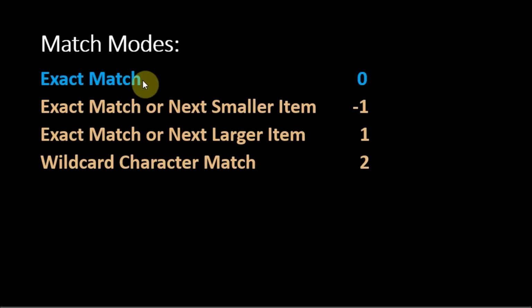First, we have our exact match, which is selected using 0. Next, we have our exact match or next smaller item, which is selected using -1. Next, we have our exact match or next larger item, which is selected using 1. Next, we have our wildcard character match, which is selected using 2. Exact match or next smaller item and exact match or next larger item: these match modes are especially useful when working with numerical ranges. Let's look at our example where we will be using these match modes.